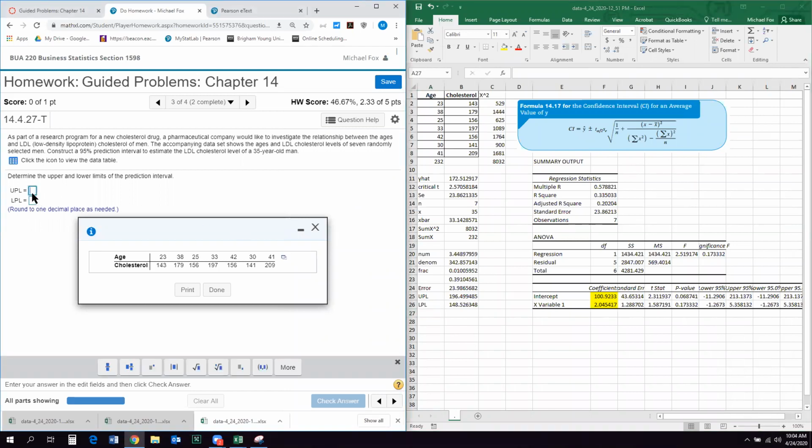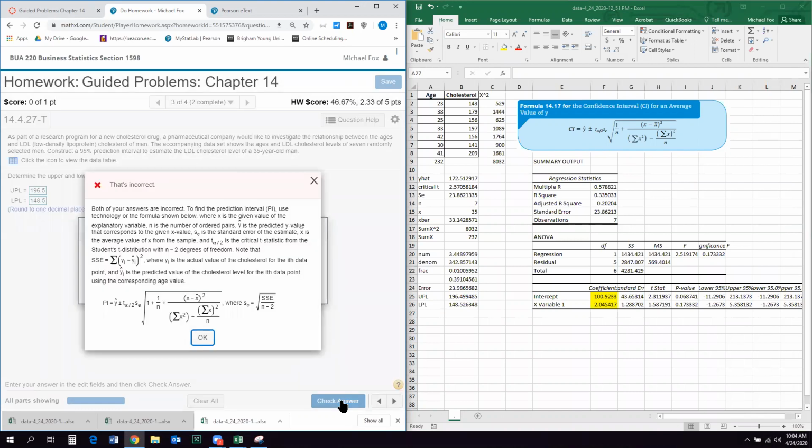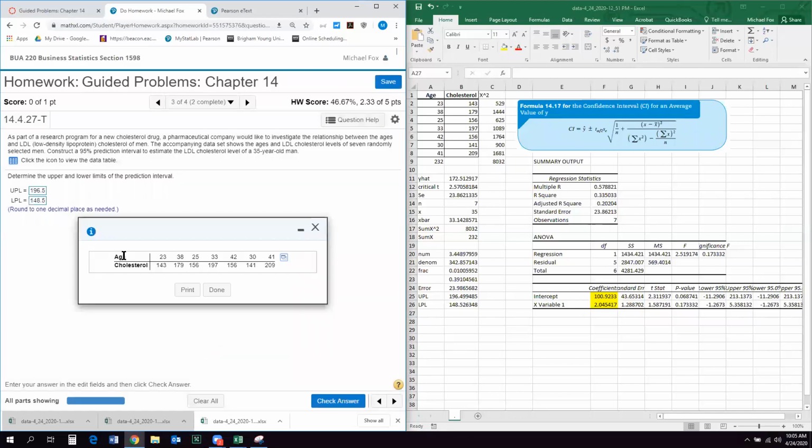So upper prediction, let's see, 1 decimal place. 196.5. And then lower is 148.5. And let's hope I didn't make a mistake in all of that. Oh, crap. Okay, let's figure out where we made a mistake. First of all, let's make sure I didn't just type something in wrong. 6.5, 148.5. So no such luck, it was just that.